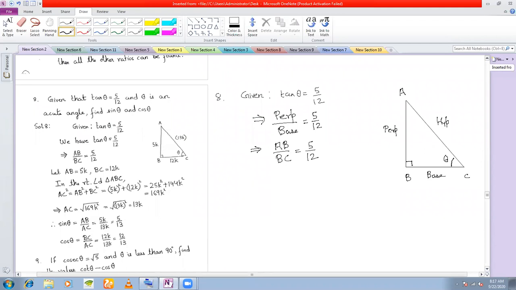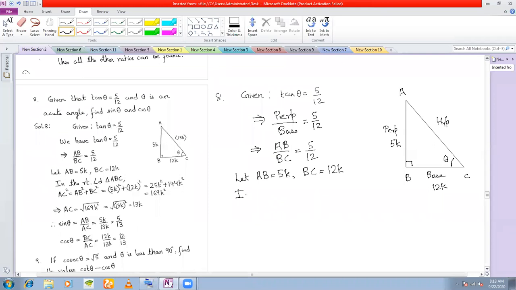So therefore, now AB is to BC is 5 is to 12, or AB by BC is 5 by 12. So we can say let AB is equal to 5K, BC is equal to 12K. Okay. So that means AB here is 5K and BC here is 12K. We need to find out the hypotenuse. We can find that with the help of Pythagoras theorem.